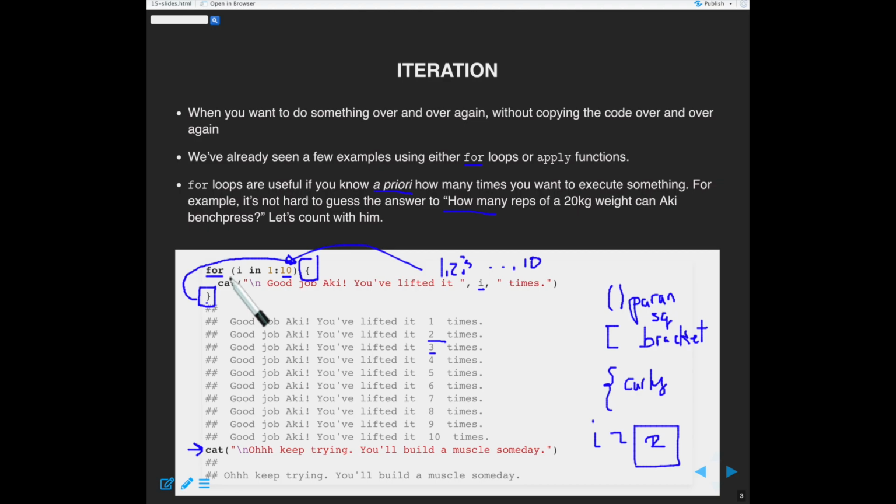So we knew a priori that Aki wouldn't be able to bench press the weight more than 10 times. And so we could count with him 1, 2, 3, 4, all the way to 10. Okay.